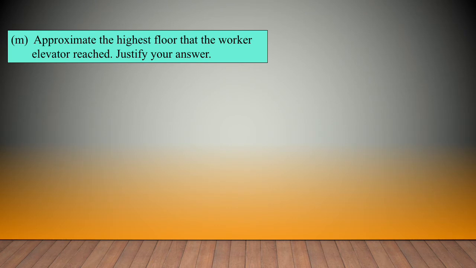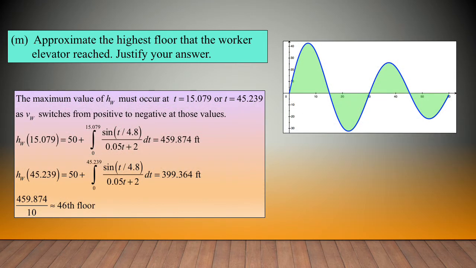Part M reads, approximate the highest floor that the worker elevator reached and justify the answer. To determine the largest value of h, we need to determine where v switches from positive to negative. And we can see by the graph that the maximum value of h must occur at t equals 15.079 or t equals 45.239 as found on the calculator, as our v sub w switches from positive to negative at those values.